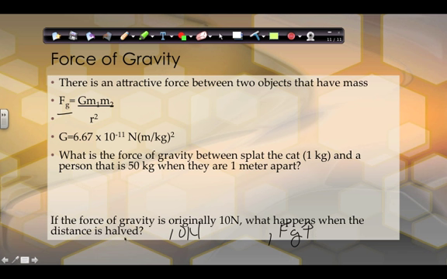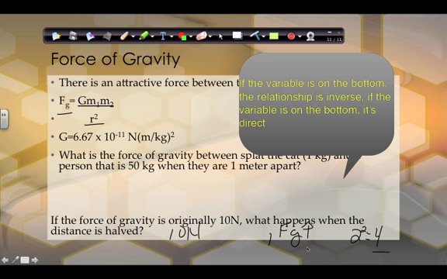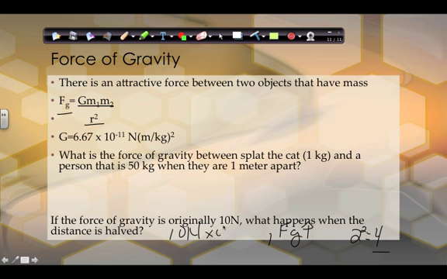So it's going to increase by a certain number. If the distance is halved, that means that it was reduced by a factor of 2. So that means that my force of gravity is going to increase by a factor of 2. But if I look at the equation, the distance is squared. So I take the factor of 2 and I square it, so I get 4. I know that my force of gravity is actually going to change by a factor of 4. So it's going to increase by a factor of 4. So I'm going to take my original force, multiply it by 4 to get 40 newtons.